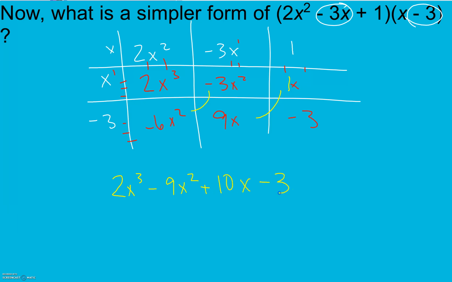10x minus 3. It's in standard form because there's no variables left, there's no parentheses left, and our variables go in descending order based off degree. 3, 2, 1, none. And that is our simpler form.